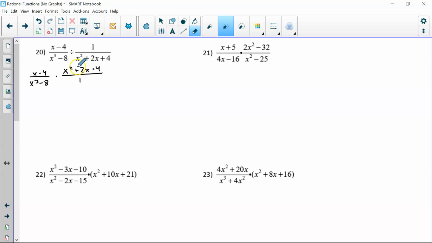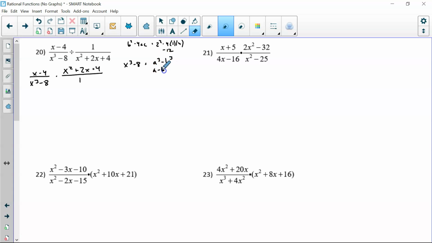Looking at this, I'm not sure of anything that's going to multiply to 4 and add to 2. Real quick check, b² - 4ac. I can just use my calculator. 2² - 4 times 1 times 4. That's going to be 4 - 16, which is a negative 12. We can't factor it.